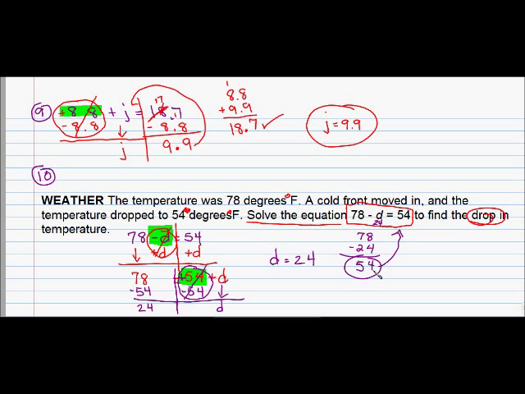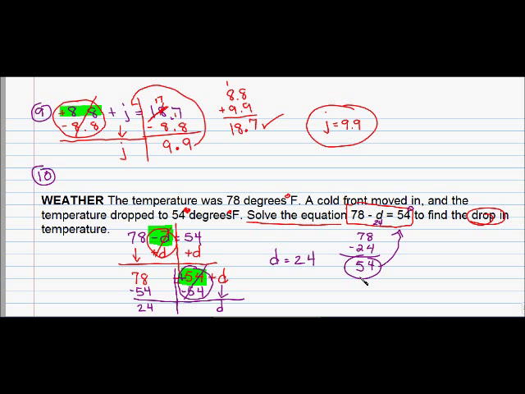So let's talk about what happened. You have to put this in words. A lot of teachers are going to ask you to put your explanation in words of what happened in the equation. It was 78 degrees, but it dropped 24 degrees, so it's now 54 degrees. I hope that makes sense. If you still don't understand, make sure you ask your teacher.